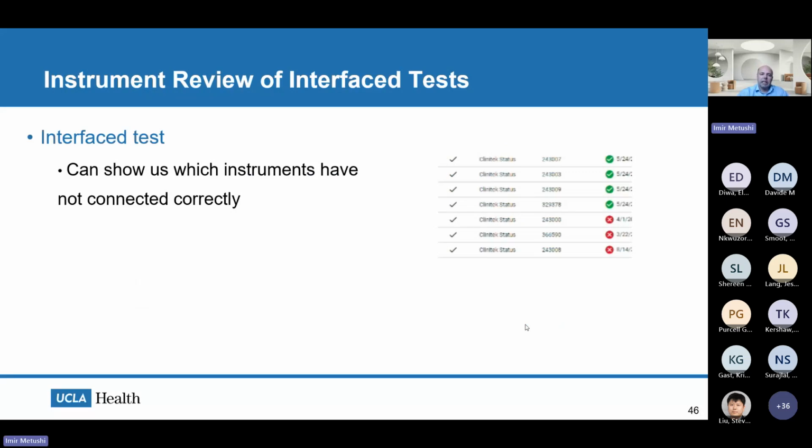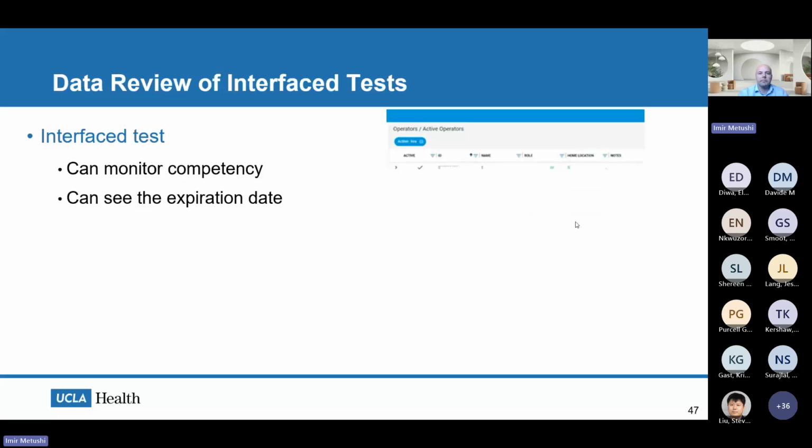The other thing that you can see right off the get-go is which instruments have connected correctly, right from the beginning of the day. And you can see which ones have not connected correctly. For those that have not, you can be proactive and try to troubleshoot the issue. Maybe it was a loaner, maybe there are some connectivity issues, so that when a result actually gets run, it will be transmitted successfully.